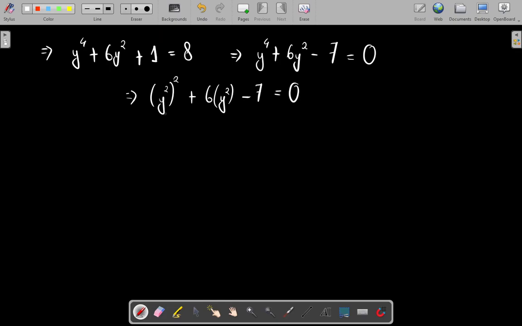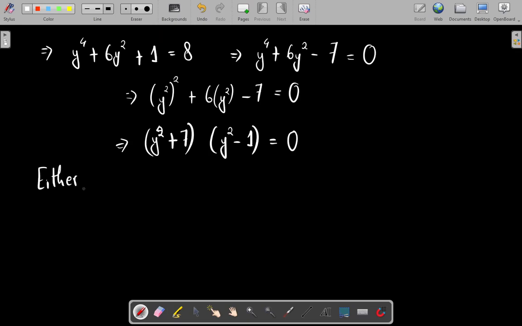Okay, so this equation, can it be factorized? Product is minus 7 and sum is plus 6. Okay, so 7 and minus 1 will get (y square plus 7) times (y square minus 1) equal to 0. Okay, so this implies the roots of this quadratic equation in y square will be y square equal to minus 7 or y square equal to 1.